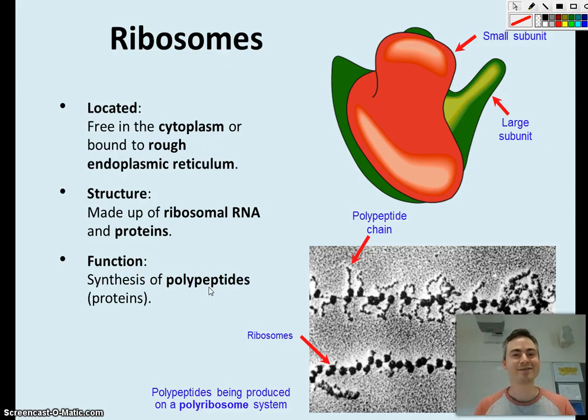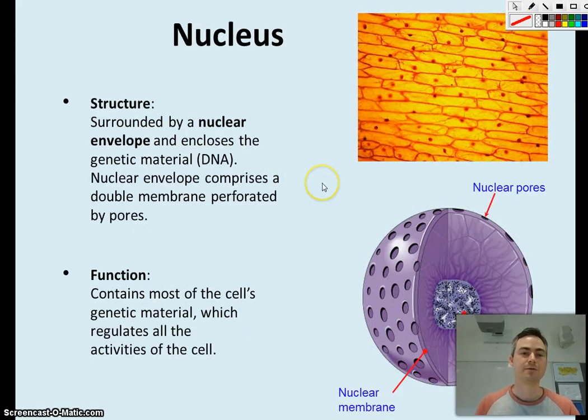So these are the guys that turn DNA, or we'll look at the process in more detail, but essentially these are the guys that decode the DNA and turn it into a functional protein. Maybe that's a hormone, maybe that's an enzyme, but they turn that genetic code into a polypeptide or a protein. They're essentially the same thing. So ribosomes, common to all cells.